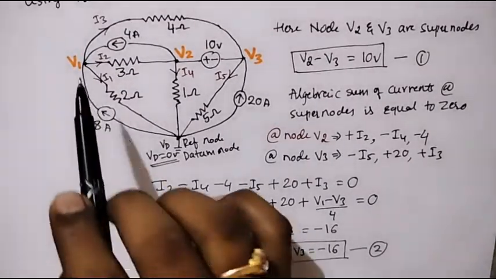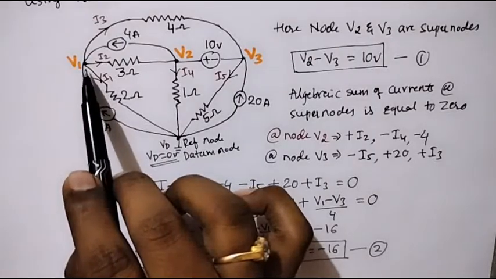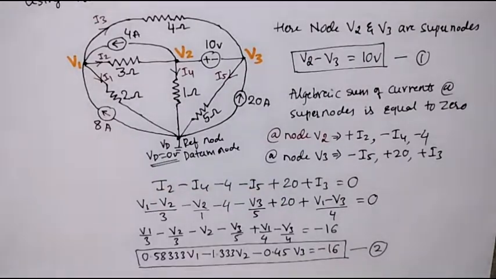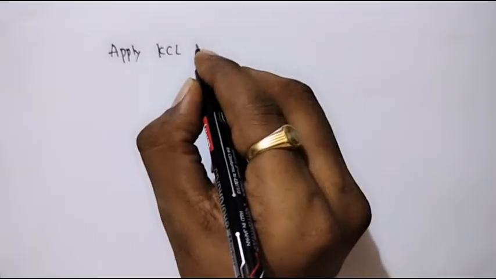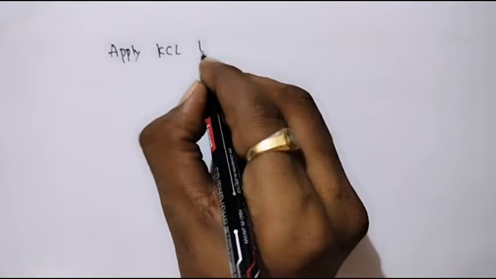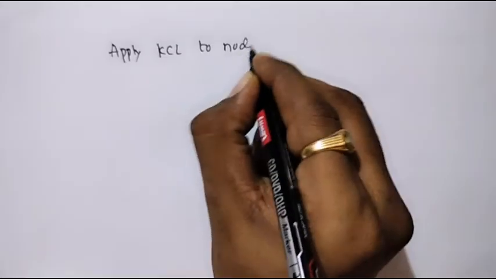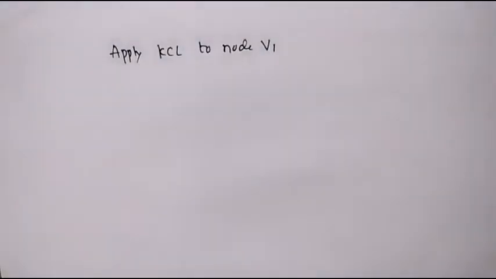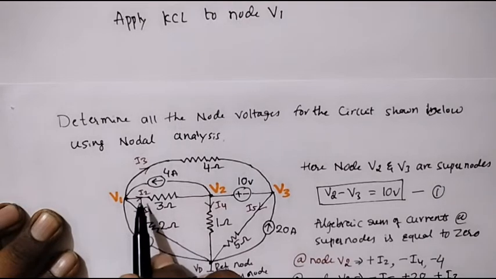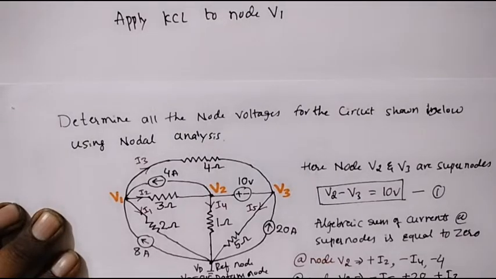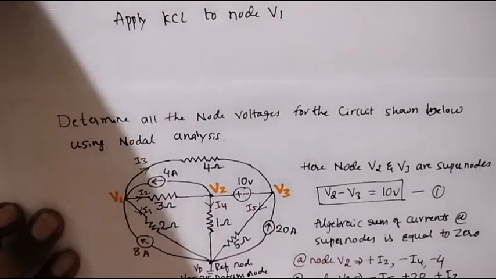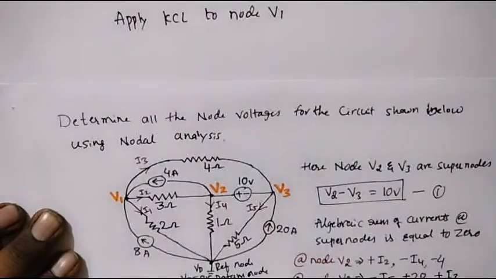So now the left node is V1. Now we are supposed to apply KCL, Kirchhoff's current law, to node V1. Here 8 is incoming, I1 is leaving, I2 is leaving, 4 is incoming, I3 is leaving. That is, the incoming current is equal to the outgoing current. That is nothing but KCL.